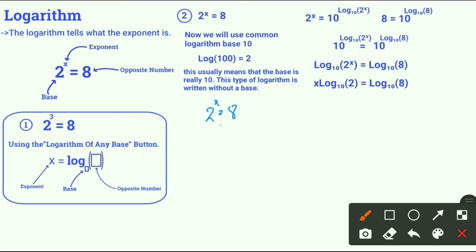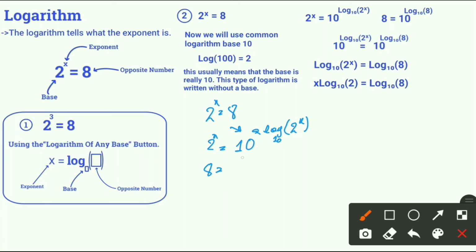2 to the power x is equal to 8. Break it down: 2 to the power x and 8 are each equal to, let's say, 10 to some power. Now you need to convert this 2 to the power x into 10 to the power a. When finding this exponent a, you will use logarithm base 10: a is log 10 of 2 to the power x. Okay, you have converted 2 to the power x to this.